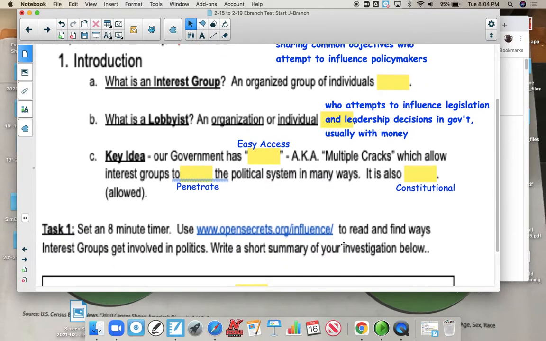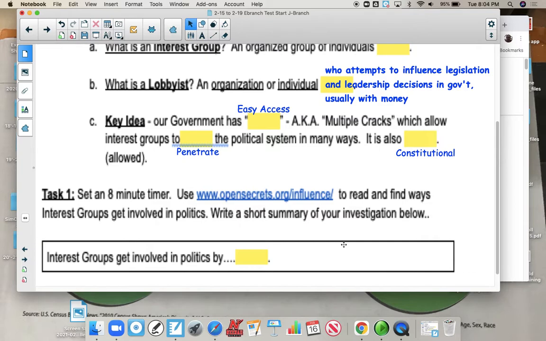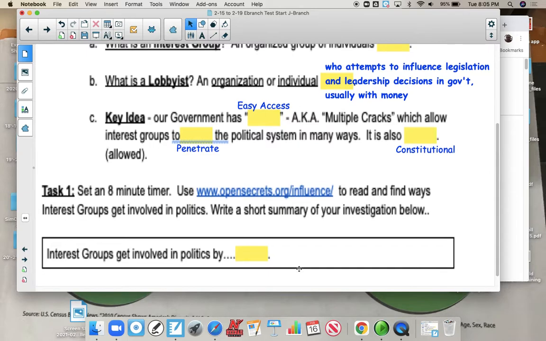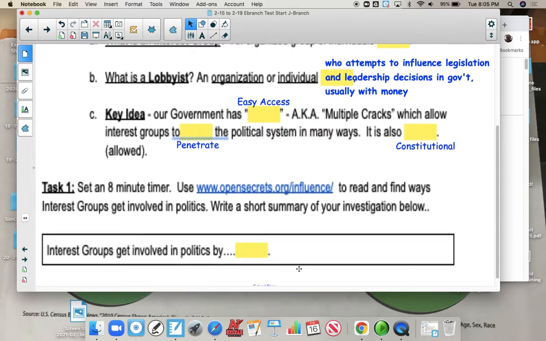All right, at this point, you're going to do task number 1. Set a clock internally, maybe on your phone, maybe looking at a clock in class, and on an 8-minute timer, I want you to click on this document right here, this actual website. I want you to read and find out ways interest groups get involved in politics. Just be pretty vague, but try to get some specific ways that they get involved in politics, and write a short summary of your investigation results right here. And I started you off with this: interest groups get involved in politics by, finish the sentence. Okay? Take a break right now, pause this video, and cue it up when you're done with your 8-minute study.